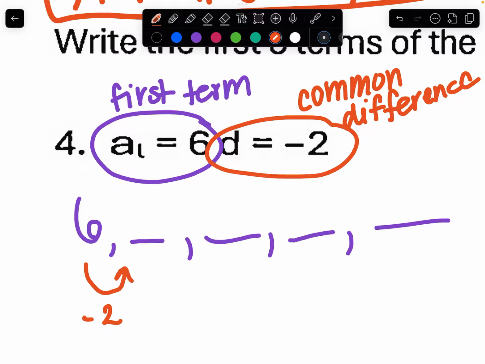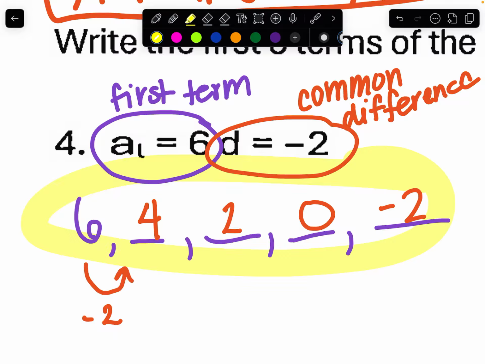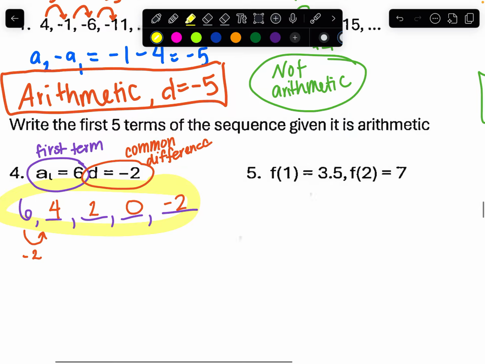So 6 minus 2 is 4. 4 minus 2 is 2. 2 minus 2 is 0. 0 minus 2 is -2. And that would create our sequence of numbers for our first 5 terms.